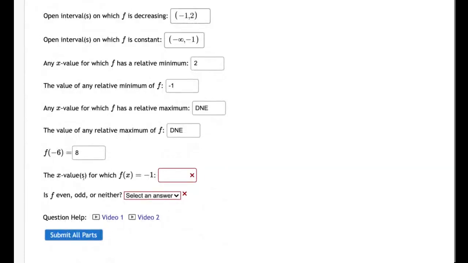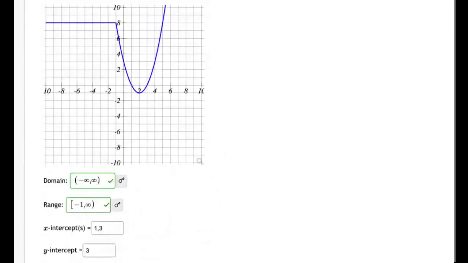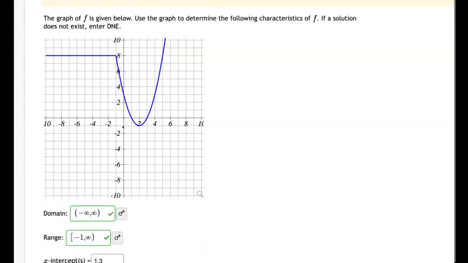Almost done. This one says the same thing, the opposite. It says what's the x value for which f of x, which is y, is -1. So when y is -1, what's x? Y is -1, which is right here. Here's my graph. This point right here has an x value of 2. So 2, -1. When y is -1, x is +2.